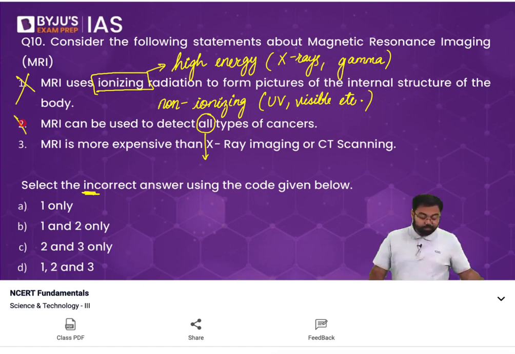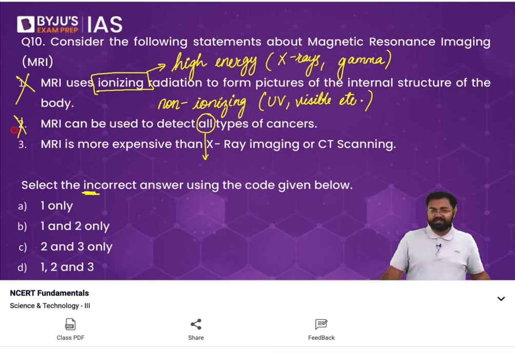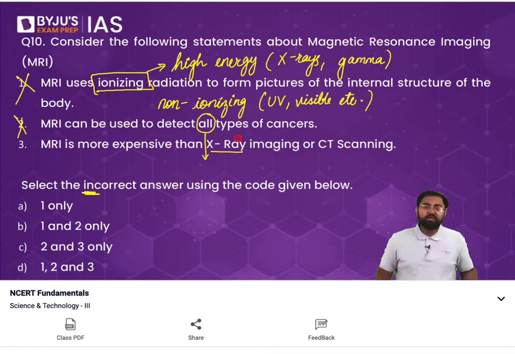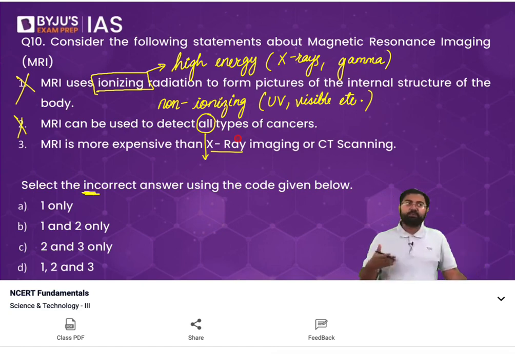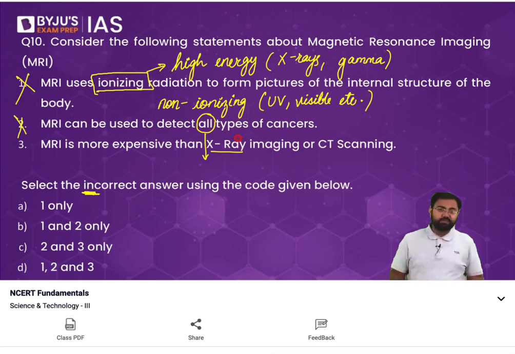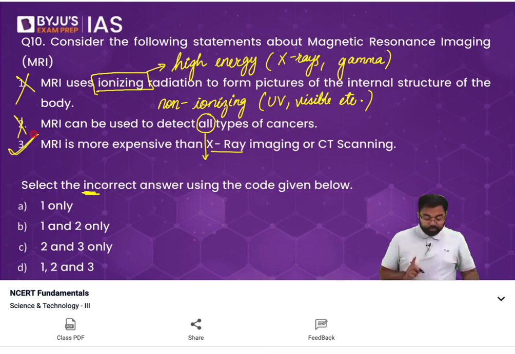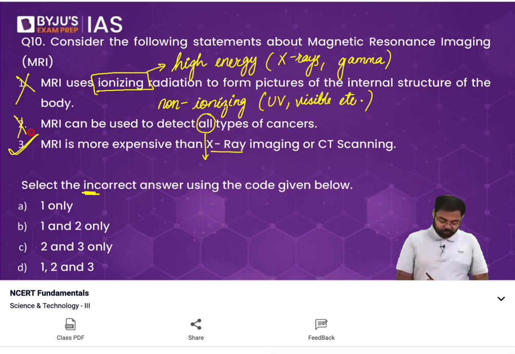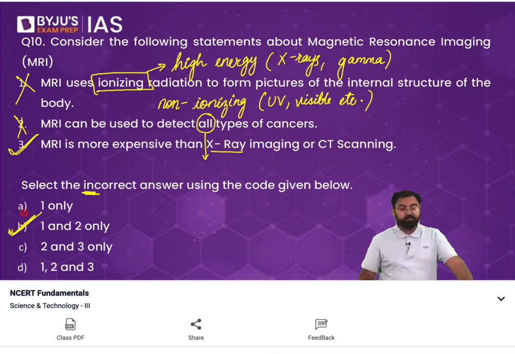Then MRI is more expensive than X-ray imaging or CT scanning. This is correct. X-rays normally will cost you somewhere around 200 to 500-600 maybe. CT scanning, on the other hand, maybe 2,000 to 3,000-4,000 maximum. MRI scan can go up to 10,000. So MRI scanning is a lot more expensive. So that's why this is correct. You have been asked to mark the ones which are incorrect. So 1 and 2 are incorrect, and the correct answer here will be 1 and 2.